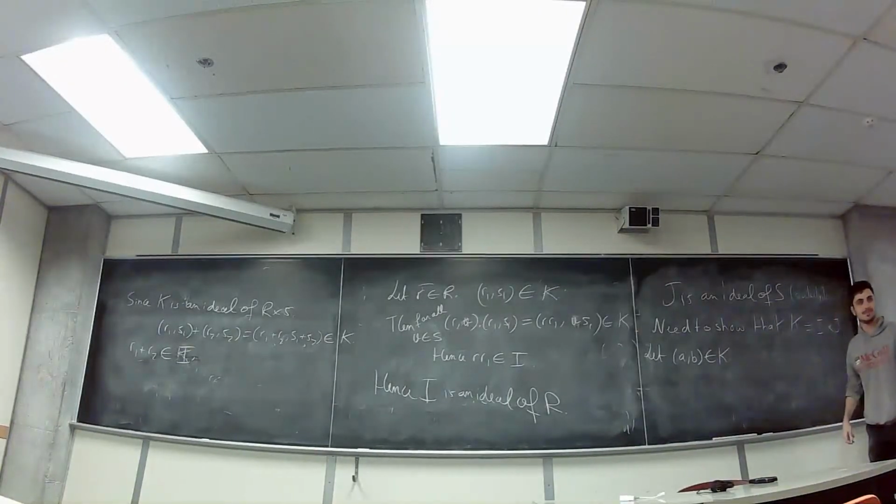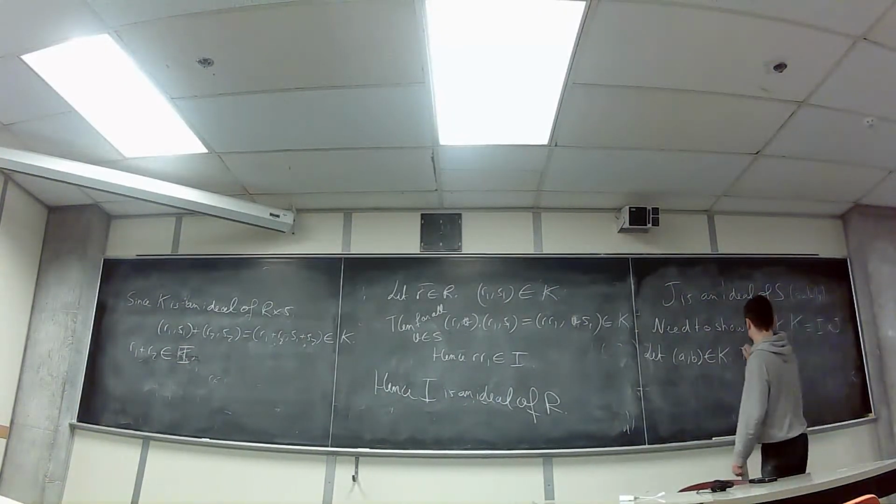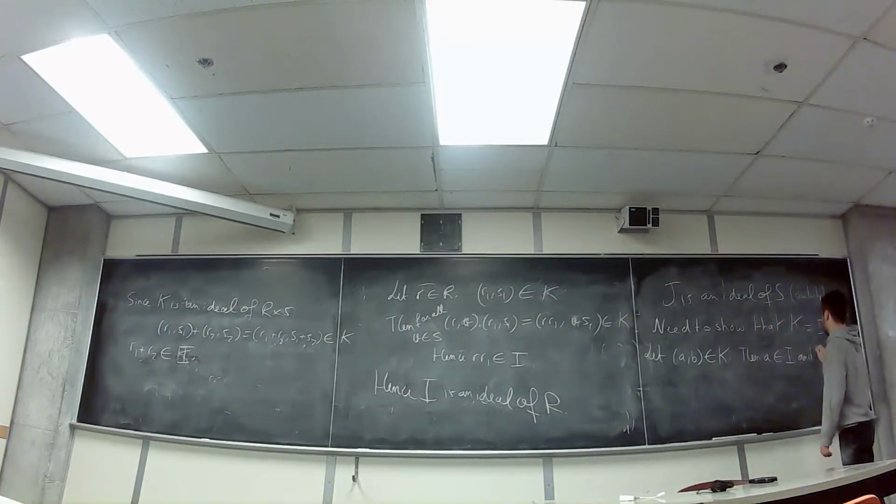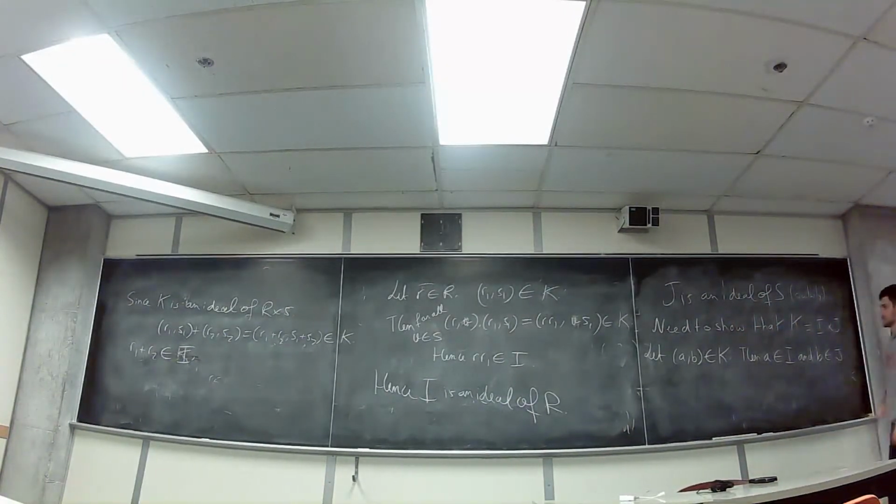Right? Then clearly A is in I, and B is in J. By definition. Agree or not?